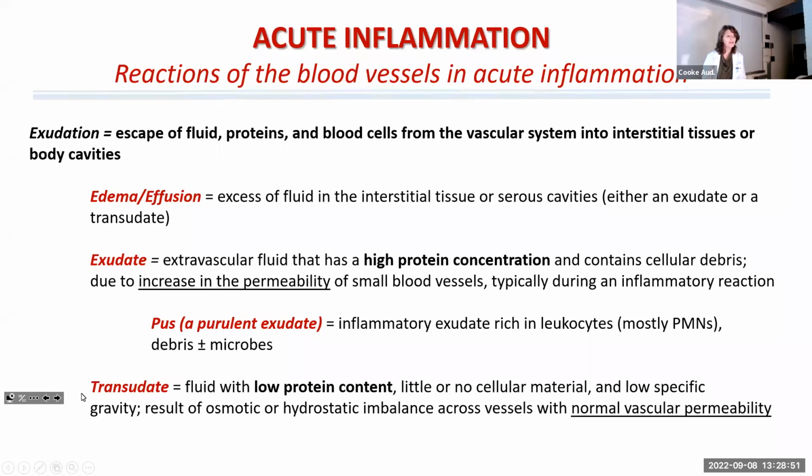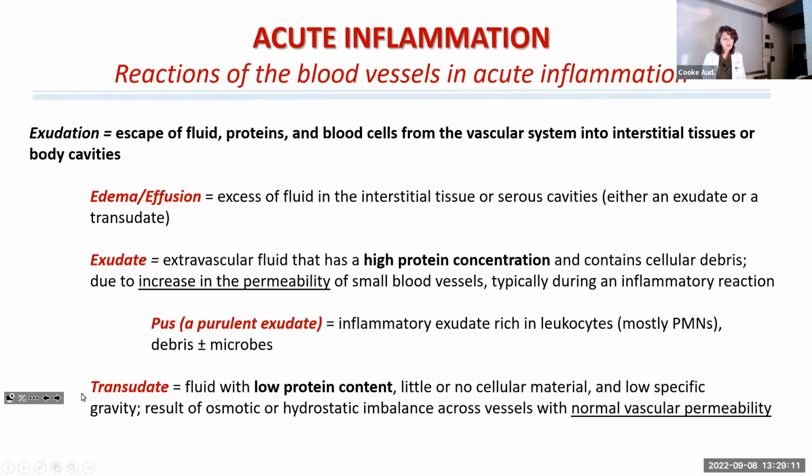Now, I mentioned here a special type of exudate. It's called pus. You all know pus. This is a purulent exudate. It's an inflammatory exudate rich in leukocytes, mostly polys, debris, and microbes. This is just the component of pus.